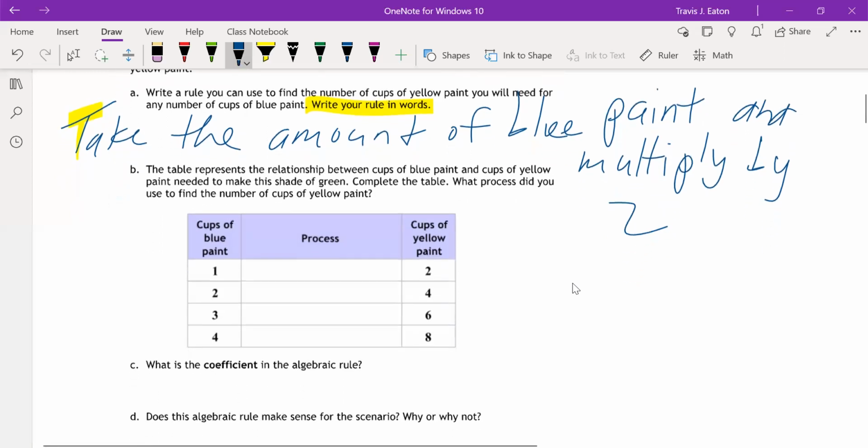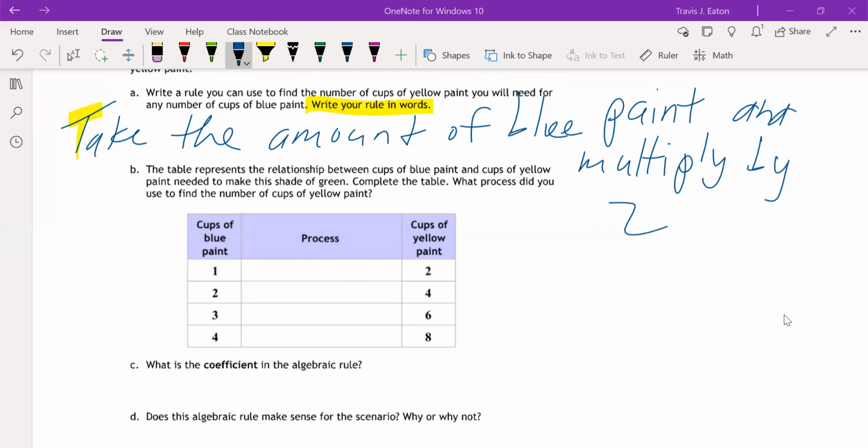And to make sure that that's the case, let's take a look at this table for part B. It says that the table represents the relationship between cups of blue paint and cups of yellow paint needed to make this shade of green. So let's complete the table. What process did you use to find the number of cups of yellow paint? Let's have a look at that.